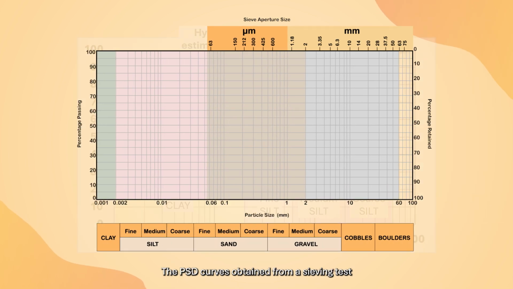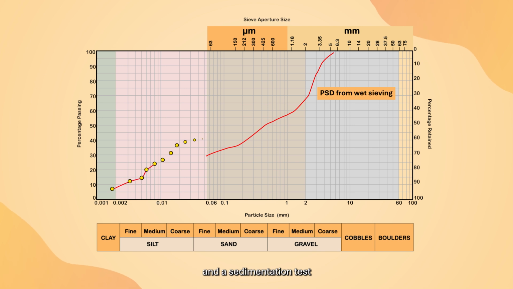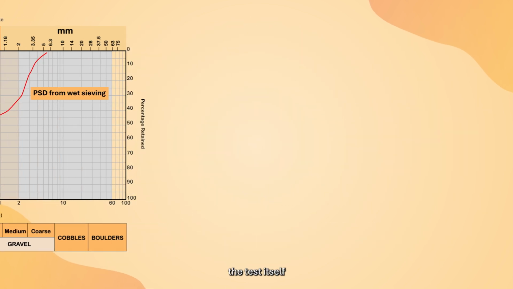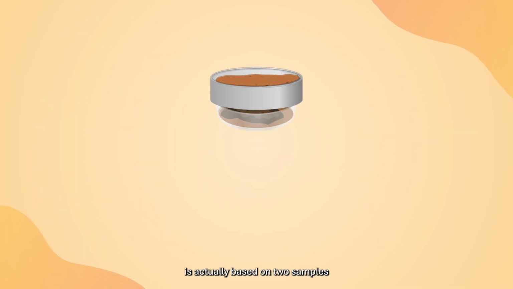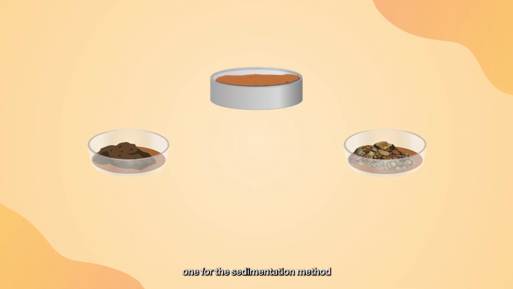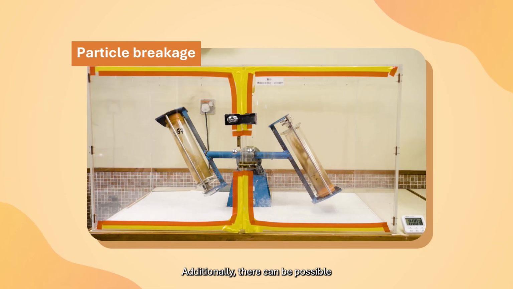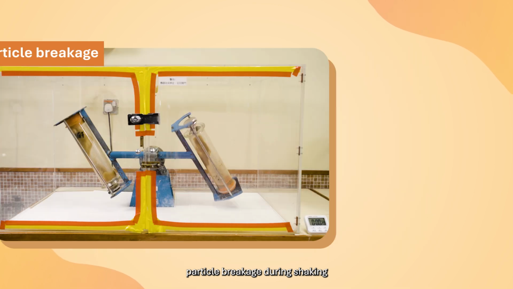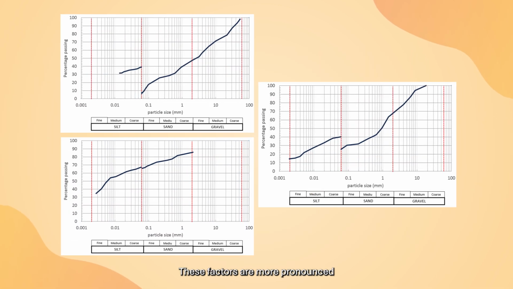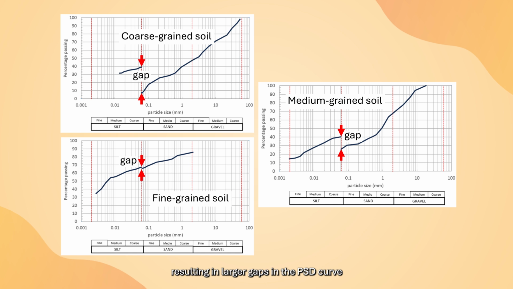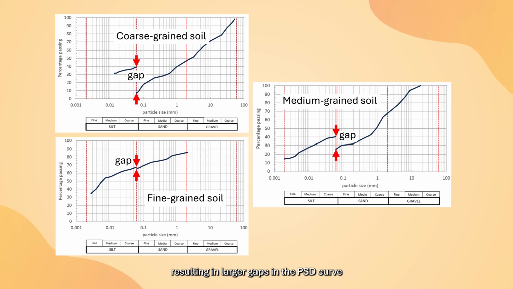The PSD curves obtained from a sieving test and a sedimentation test may not align or join up for the same soil. Can you guess why? Well, the test itself is actually based on 2 samples, one for the sedimentation method and another one for wet sieving. Additionally, there can be possible particle breakage during shaking. These factors are more pronounced in coarse-grained soils, resulting in larger gaps in the PSD curve.